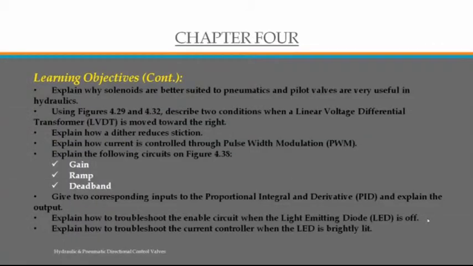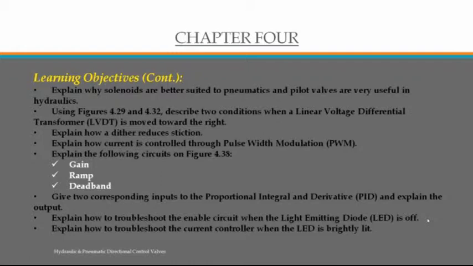Explain why solenoids are better suited to pneumatics and pilot valves are very useful in hydraulics. Using figures 4.29 and 4.32, describe two conditions when a linear voltage differential transformer is moved toward the right. Explain how a dither reduces stiction. Explain how current is controlled through pulse width modulation.